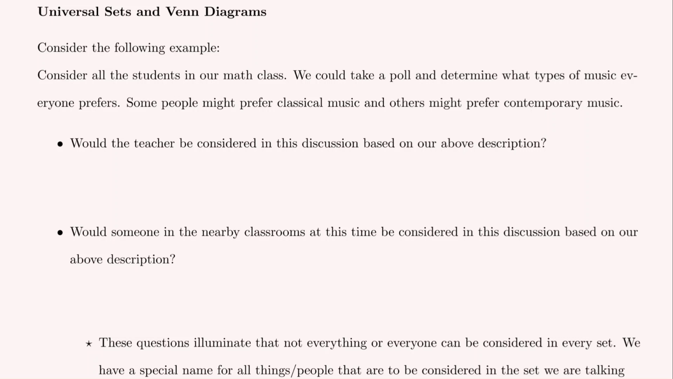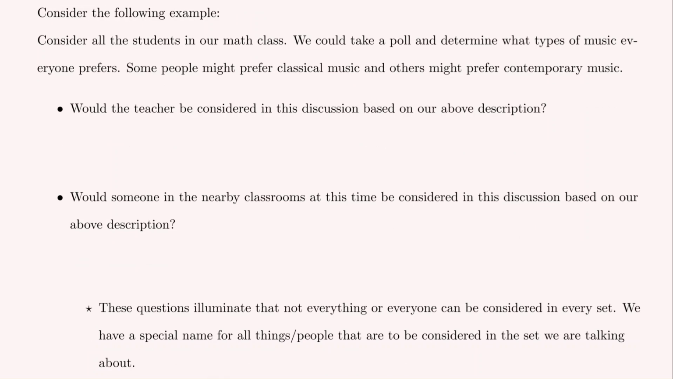In this video, we will discuss the idea of the universal set and Venn diagrams. To begin, let's consider the following example. If we took a poll of our math class, and in that poll we determined what type of music everyone prefers, some people might prefer classical music, others might prefer contemporary music.